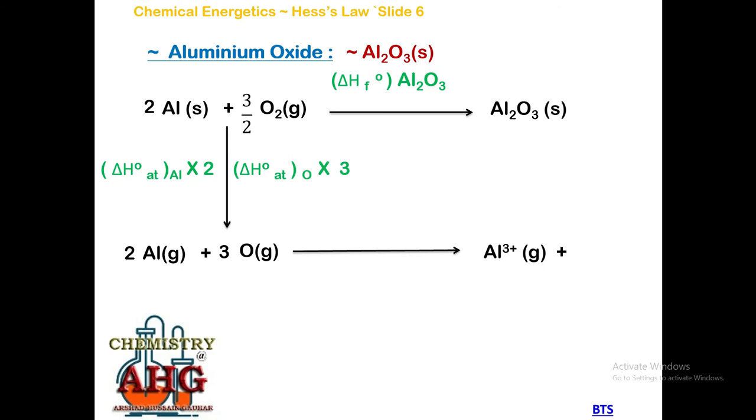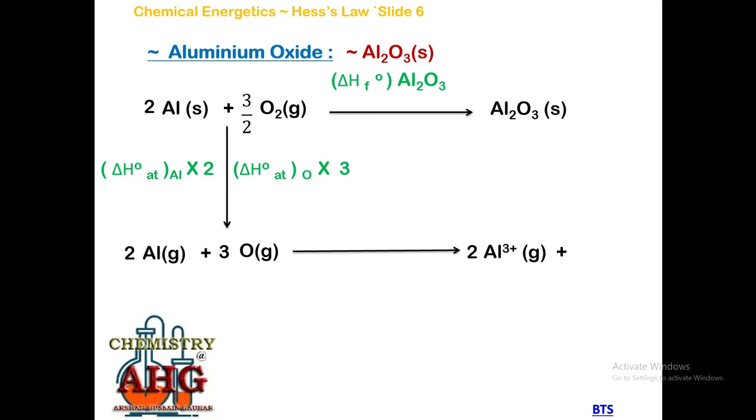Now one aluminum has lost 3 electrons. What will this enthalpy change be known as? This enthalpy change will be first ionization energy plus second ionization energy plus third ionization energy. Why? Because the same atom has lost 3 electrons. So that is why you must remember, in this case the enthalpy change is first plus second plus third ionization energy. But before that, you should also balance the aluminum on both sides.